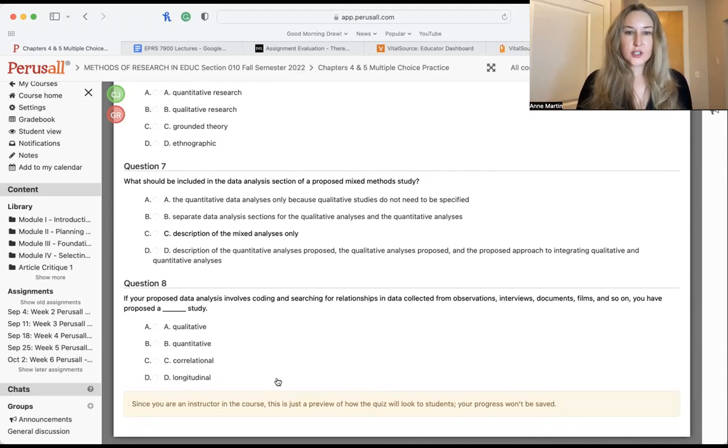And then I also wanted to go over number 8. So number 8 was talking about analyzing data. So it says involve coding, searching for relationships between data collected from observations, interviews, documents, films. That is a qualitative study. So these are data sources that are appropriate for qualitative design, interviewing people, analyzing documents, films, or observing a classroom or some type of interaction that is qualitative.